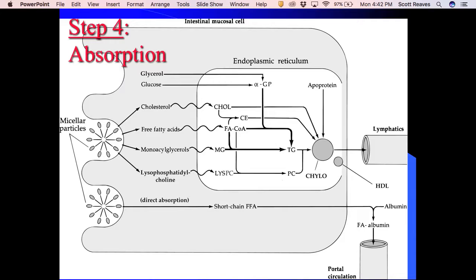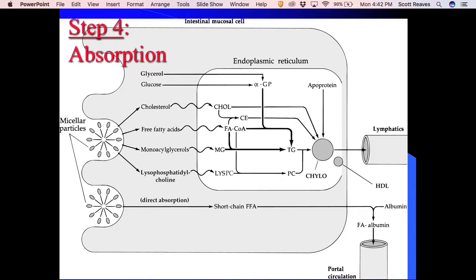Okay? Once you have that activated fatty acid, you can take those fatty acids and add them back to the molecules that they came from. So in other words, you can add fatty acids to monoacylglycerol, get a triglyceride, and it goes into chylomicron. So you can just start here and kind of build backwards. So if this is a monoacylglycerol, this goes right like that.